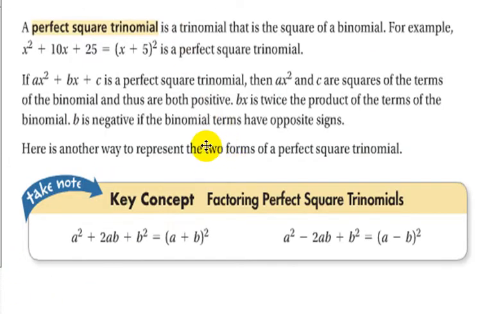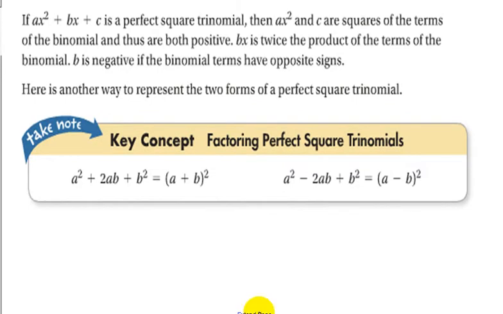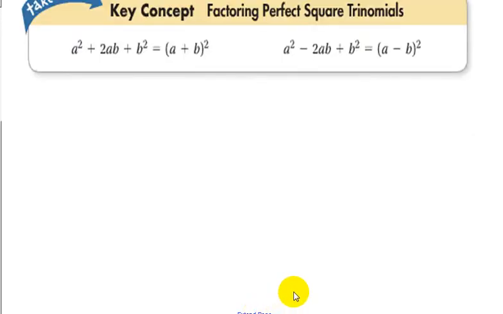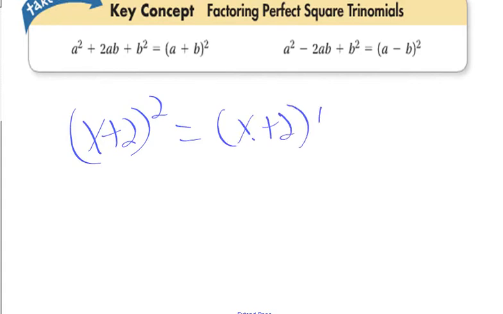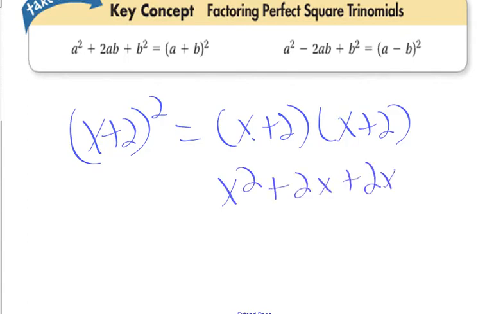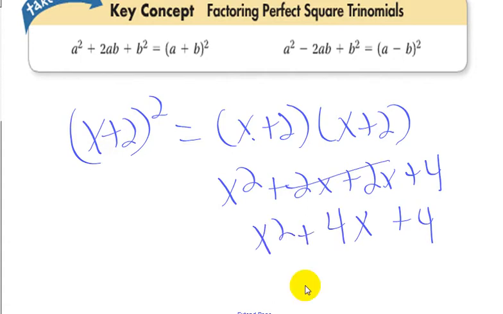Now let's look at the things I had you copy for your bell work today about a perfect square trinomial. A perfect square trinomial is just a trinomial that is the square of a binomial. So if we have a binomial squared, let me actually work one here. If I had x plus 2 squared. There's a binomial squared. What does that equal? X plus 2 times x plus 2. And if we FOIL that out, we're going to get x squared plus 2x plus 2x plus 4. And combine your like terms to a 4x. So we've got x squared plus 4x plus 4.